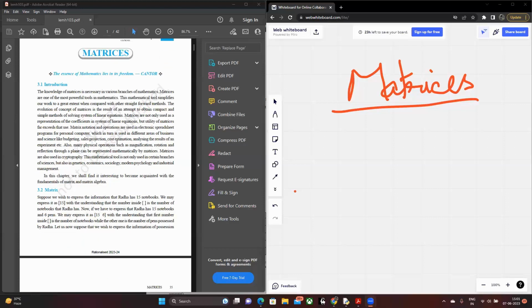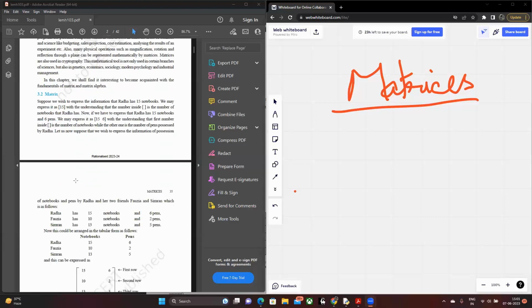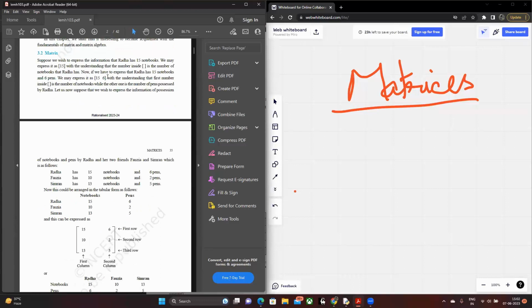Where it's used is when you have some sort of class which is associated with one thing, right? For example, here we have the example that Radha has 15 notebooks and 6 pens. So you represent it as a class of 15 and 6, which is a matrix, right? And it can also be represented as 6, 15. You just need to know what and where you represent it, because it's abstract and it's basic English, right?